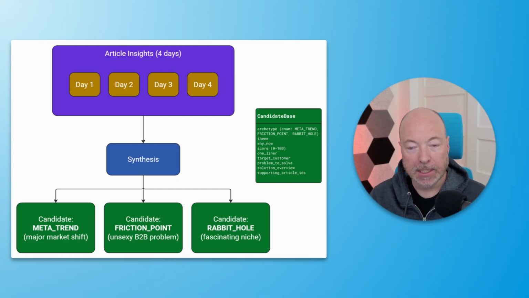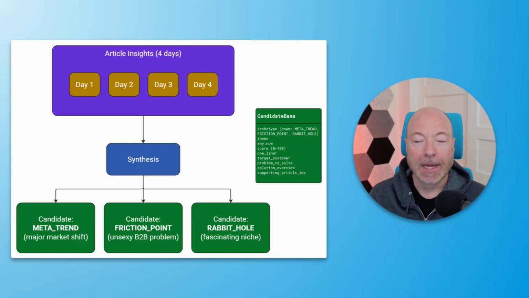So in the base class, there's a lot in here. That's because we're going with a very structured approach for representing our ideas. This will make it much easier for the subsequent deep dive step to take one of these candidates and develop it into a full business model. So in terms of fields, we're going to have the archetype. We're representing this with an enum. Then we have a theme. So that's kind of a quick theme of what this idea is about.